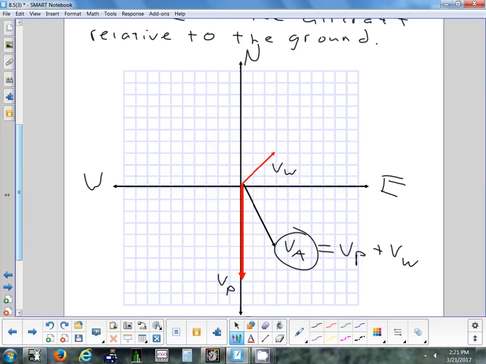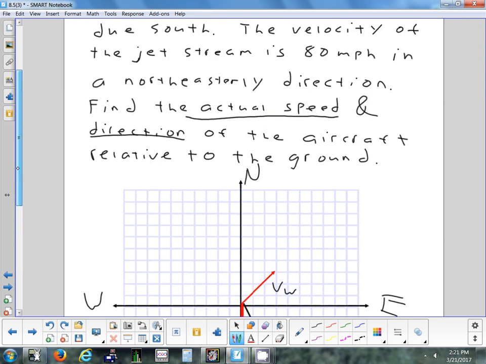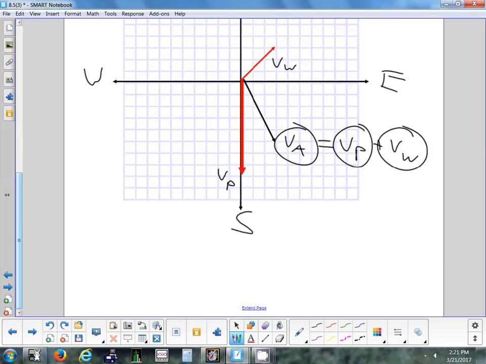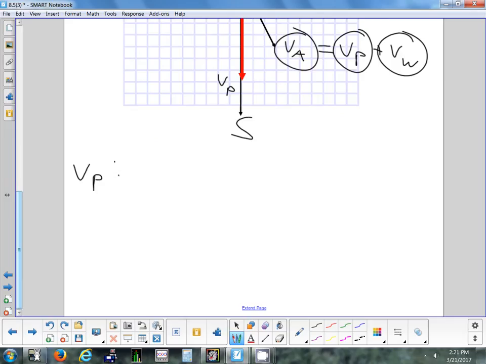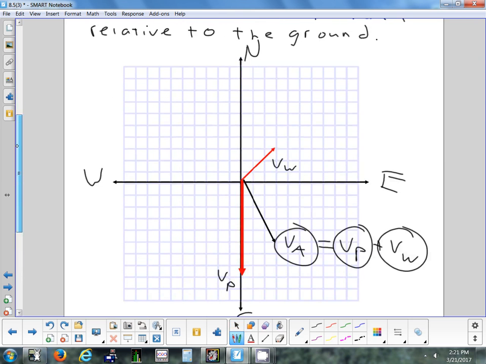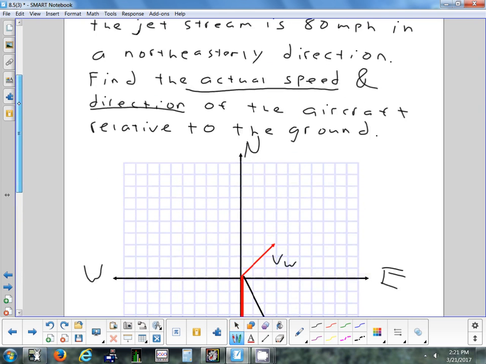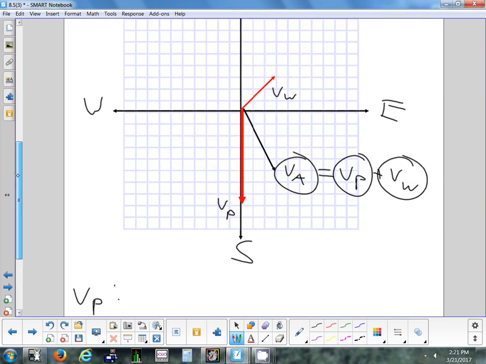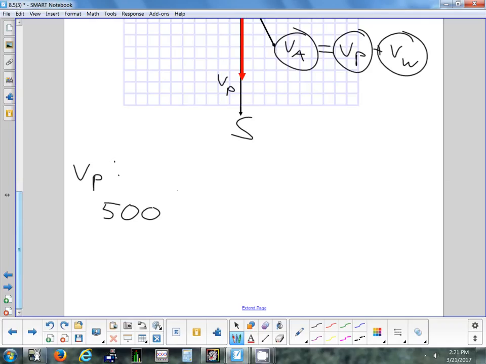So the first thing I need to figure out is this and that. I need to write the information they gave me in the problem as velocity vectors. That's the cosine sine stuff. All right, so let's start out with the velocity vector for the plane. First thing you need is the magnitude. What's the airspeed of the plane? 500. 500. What trig function comes first? Cosine.